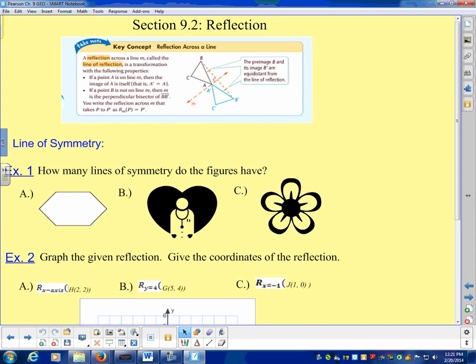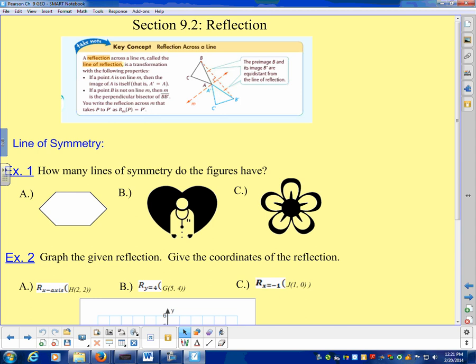So we're talking about the second of our 4 transformations. This one is called a reflection. A reflection across a line M, called the line of reflection, is a transformation with the following properties. This dashed line here is the line of reflection. It's what we're folding the shape over. And this is important. You've got to pay attention to this. And I'll ask an example on this in just a few minutes.